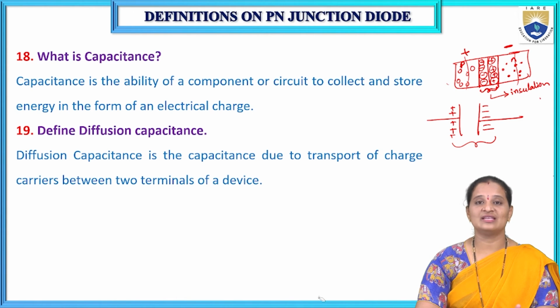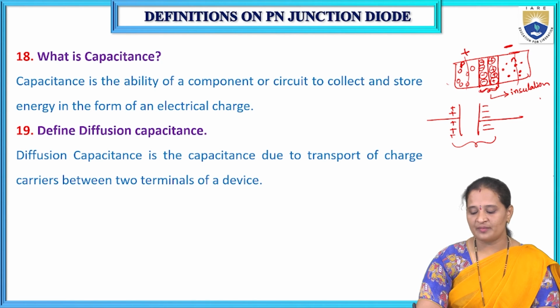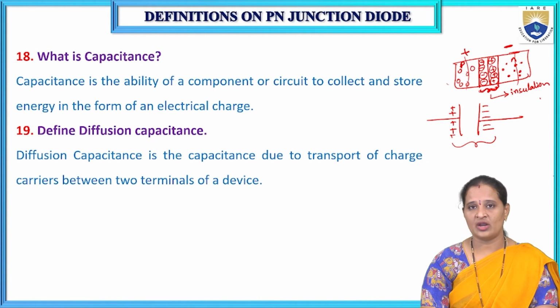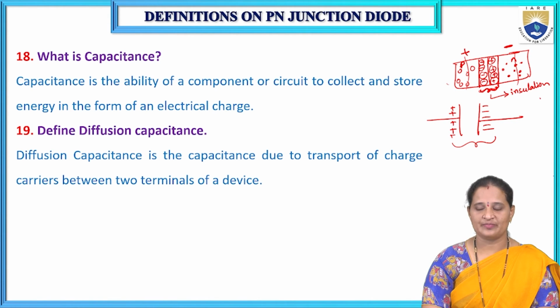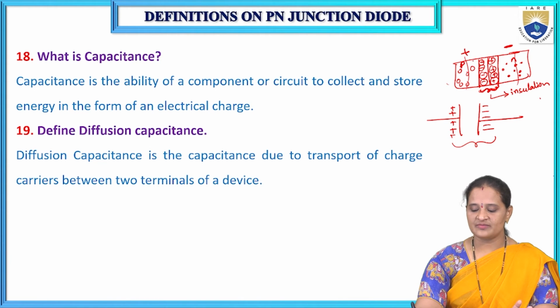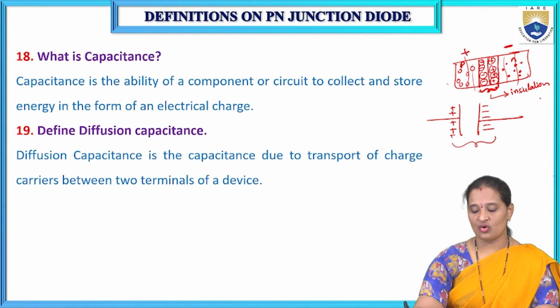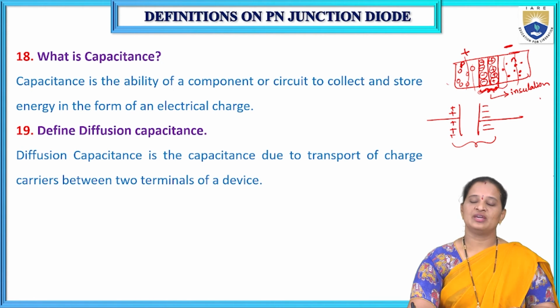So that is why there exists some capacitance in the PN junction diode. Here, the capacitance existing under forward bias condition is called diffusion capacitance. Under reverse bias condition, what is the difference? The width of the depletion region will be more, and hence we call it transition capacitance.